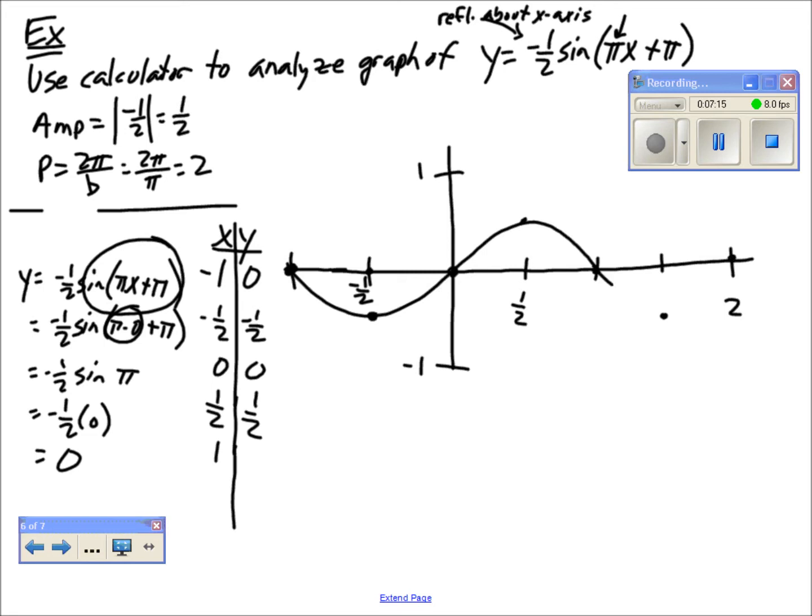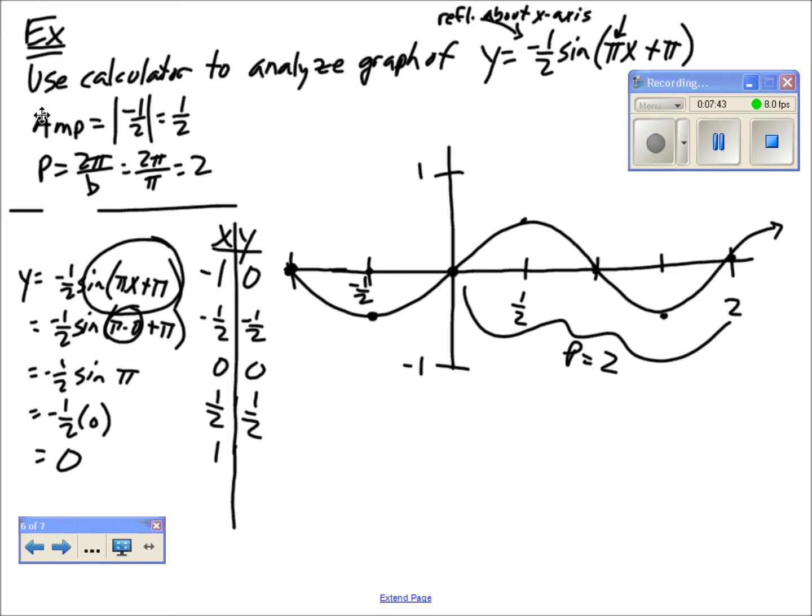Okay? Because my amplitude's a half, my period's 2, and can you see the period here? There's our period. It's just 2, not 2 pi, right? Okay. So we've kind of analyzed the graph of this thing, and you're probably wondering, didn't you say you were going to do this with a calculator? I did, but that is how you would approach it by hand if you were given that.